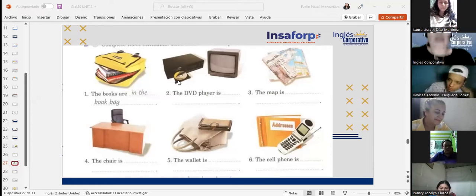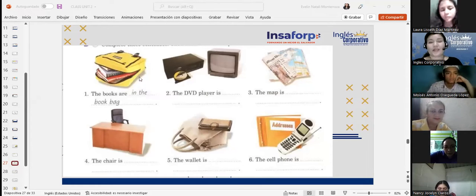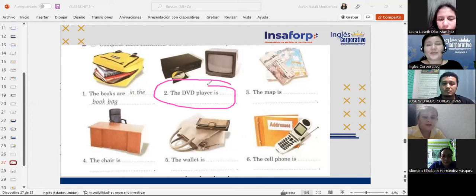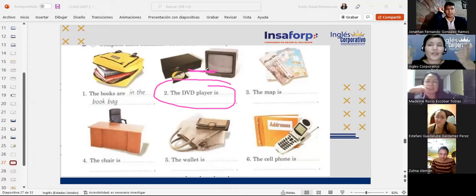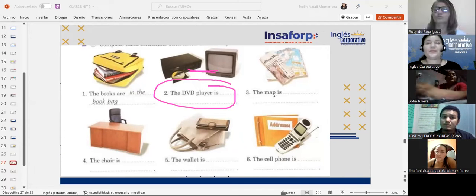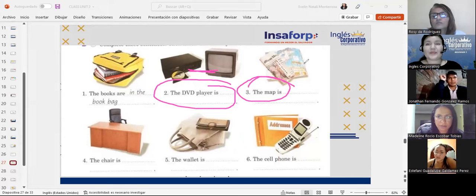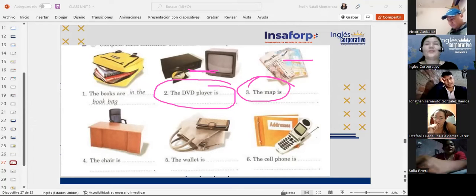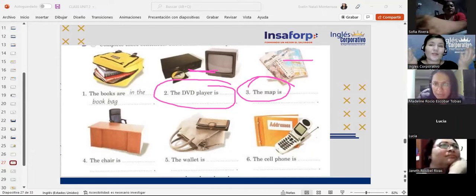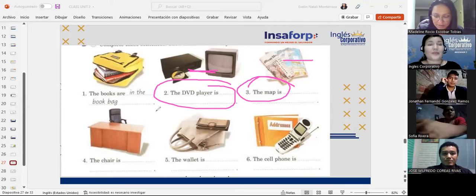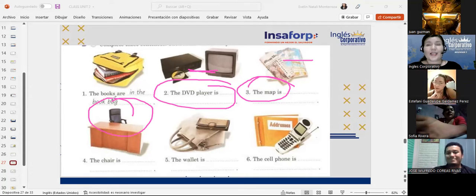So in this case, we have the books are in the book bag. They are inside the book bag, right? The DVD is next to what? Television. The DVD is next to the television. The map is under. Under what? Under the newspaper. The map is under the newspaper.